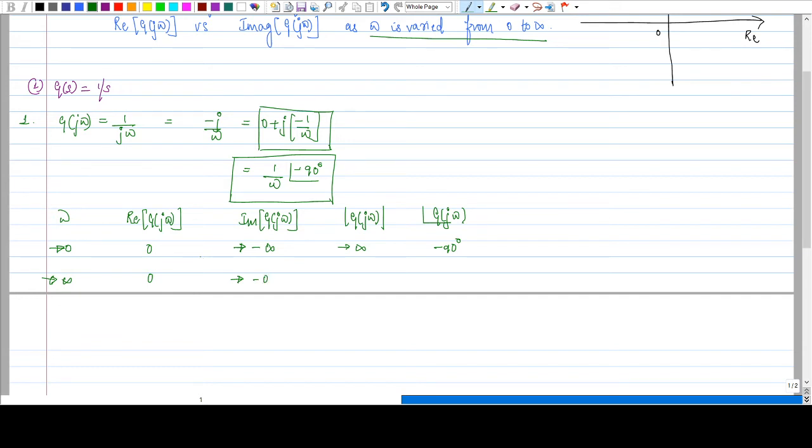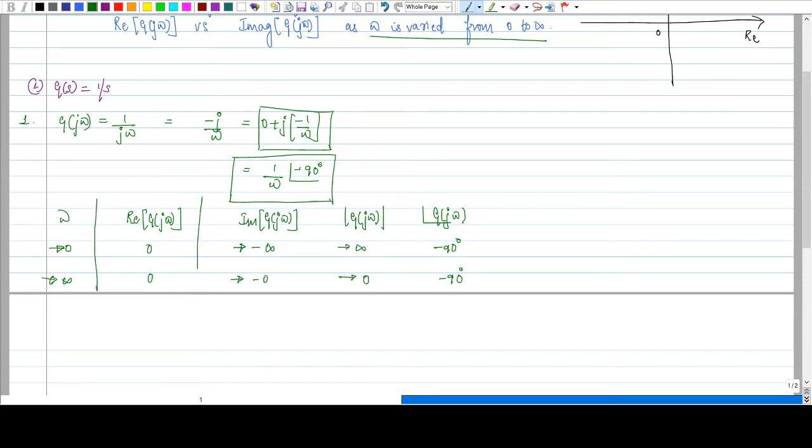Though minus 0 and plus 0 makes no difference, I'll just keep the minus sign as it is so that we will understand about the quadrant. Just to understand about the quadrant, I've kept it as minus infinity. In a real situation, minus 0 and plus 0 make no sense. It is only 0. That's it. Coming to the magnitude of it, it is 0 and the angle is minus 90 degrees. So this is how we have tabulated.